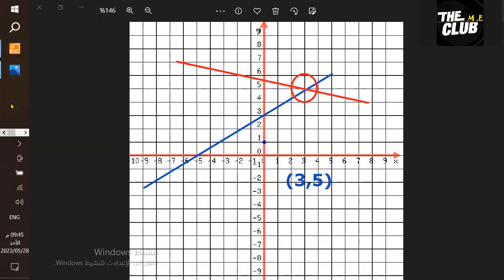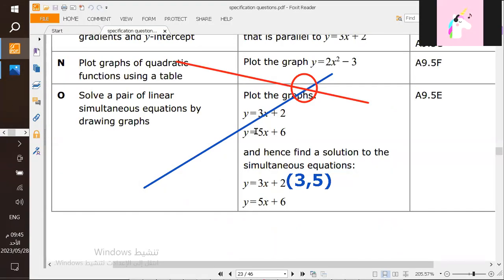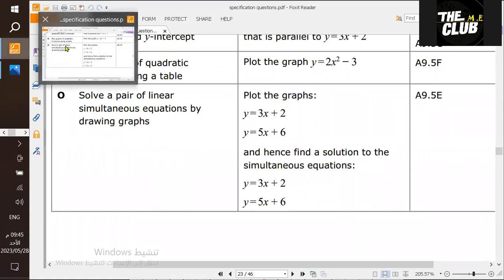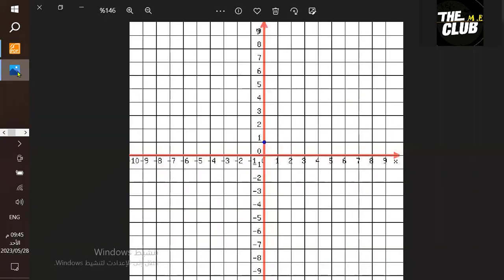So it has to pass through the 2 and it has to pass through the 6. Yes, if we're talking about these lines and we're gonna do them, the gradient is 3, the y-intercept is 2. Let's draw them if you want to do them, gradient 3, y-intercept 2.